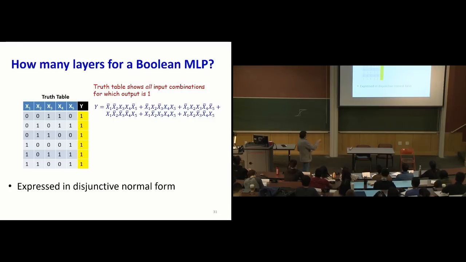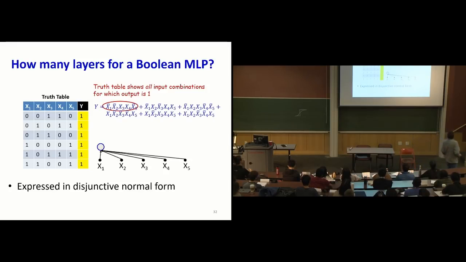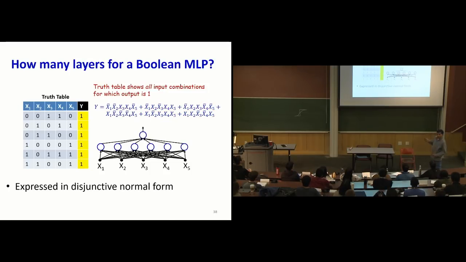So for every row for which the output is 1, I can add one such clause. I OR the lot; the pluses represent OR, and this is a disjunctive normal form which computes this truth table. Now, given that I can do this, what would the MLP look like? I'm going to have one perceptron for each of the clauses, and then eventually one perceptron doing the final OR, and voila. Using just one hidden layer, I can compute pretty much any Boolean function.